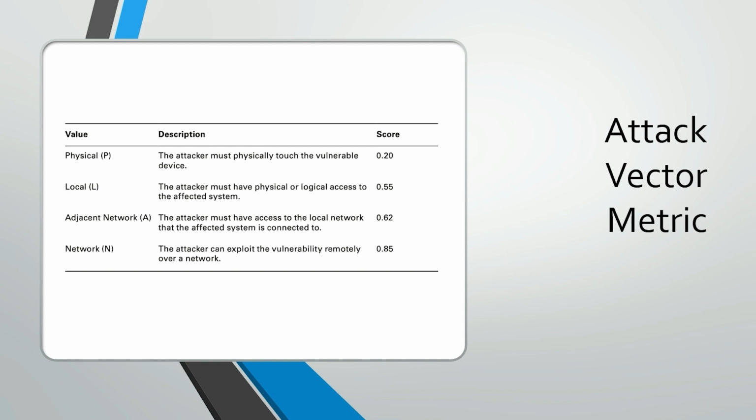Network is the highest because the threat actor can be anywhere. They can come in from the internet. They can come in from a public access terminal here. They can connect via Wi-Fi. Okay. Local, on the other hand, means the attacker must have physical or logical access to an affected system. So that would be you in this classroom right now, right? You don't necessarily have physical access to the servers, but you're local. Okay. You have physical or logical access to systems that you can affect.